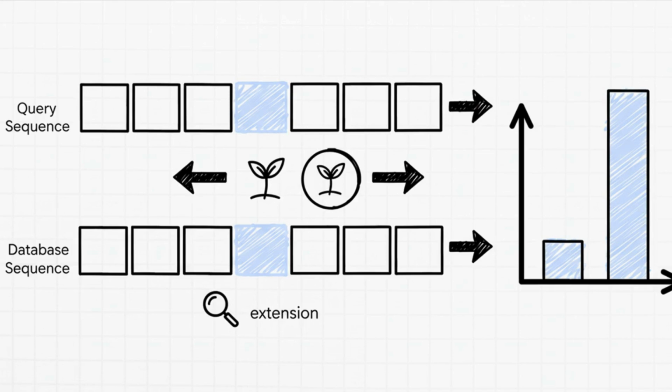And that brings us to the final step, extension. As soon as BLAST finds one of those word matches, a seed, it starts to build the alignment outwards from there, in both directions. It adds one letter at a time and keeps going as long as the similarity score improves. This whole process is what creates the final result, a high-scoring local alignment, or HSP.